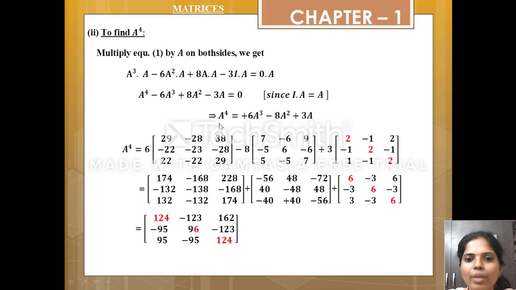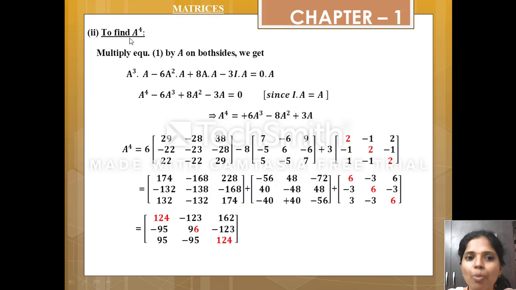From this equation, derive A power 4 and bring all the remaining terms to the right hand side. So A power 4 is equal to this. Similarly, you substitute the A cube matrix, A square matrix, and A matrix and simplify. Your answer is this. That's all.